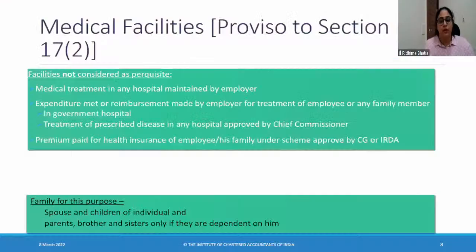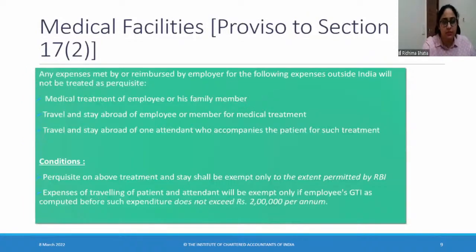Medical treatment outside India. In the family, here spouse, individual, children and dependent parents would be covered. Dependent parents, brothers and sisters would be covered. If there is a medical treatment outside India, two things can happen. Either the employer is directly bearing those expenses or will give you the reimbursement.